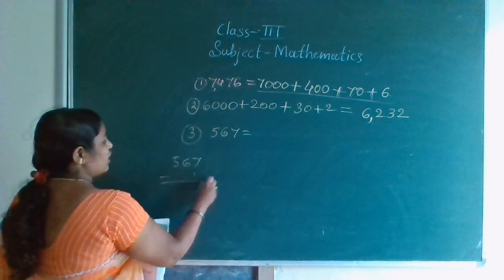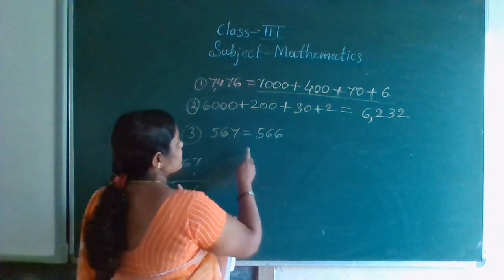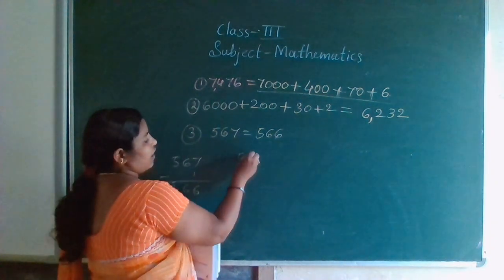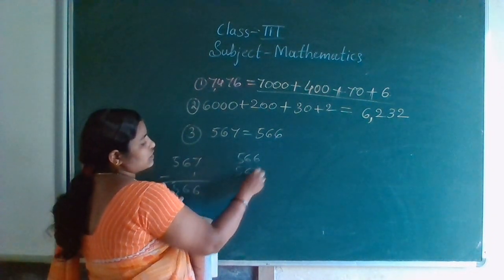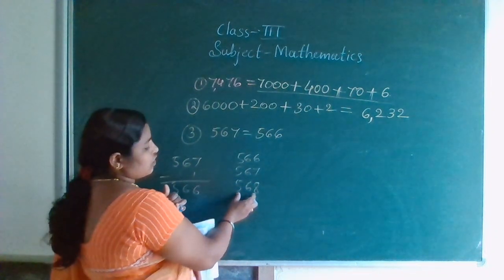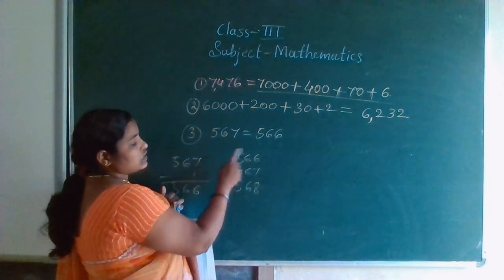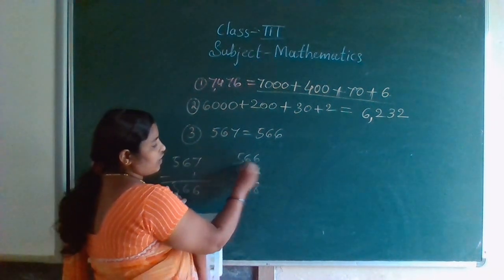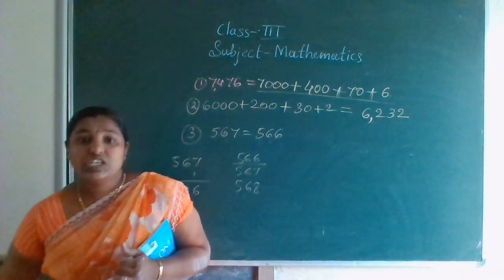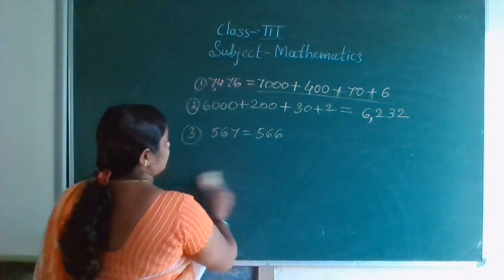567 minus 1, so 566. The answer is 566, just before this. 566, 567, 568, we will write like this. So the predecessor of 568 is 567, and the predecessor of 567 is 566. Whatever number they give, the number just before the given number is the predecessor.